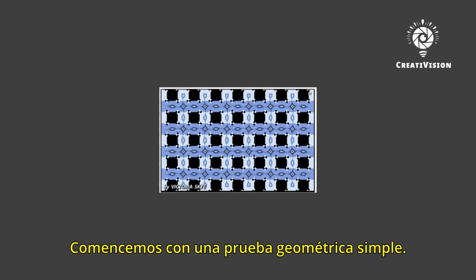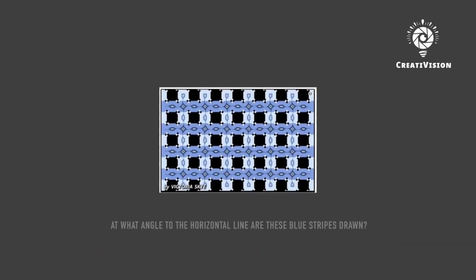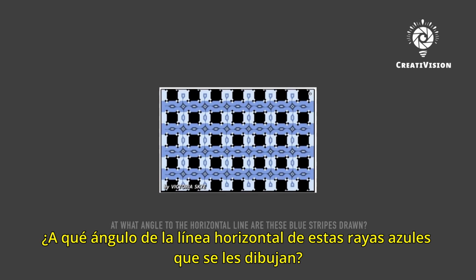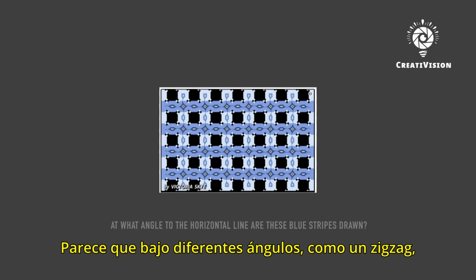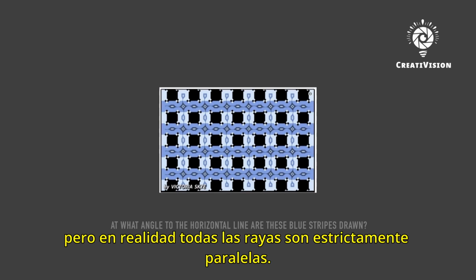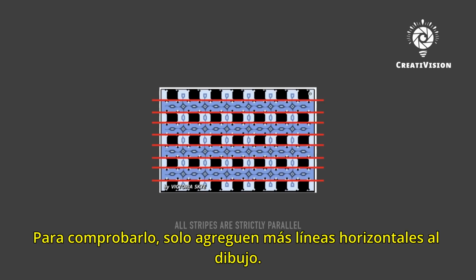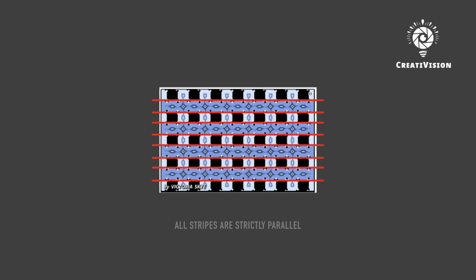Let's start with a simple geometric test. At what angle to the horizontal line are these blue stripes drawn? To you it seems that under different angles, like a zigzag, but not really. All stripes are strictly parallel. In order to check that, just add more horizontal lines to the drawing.